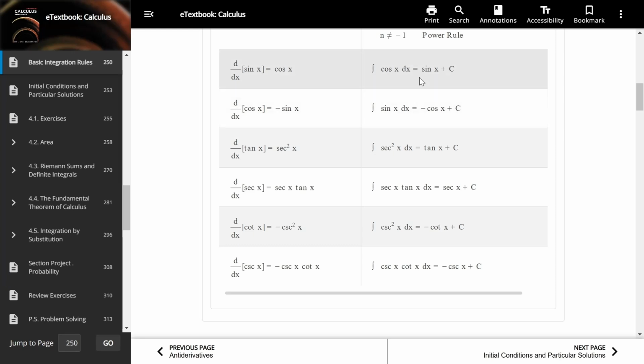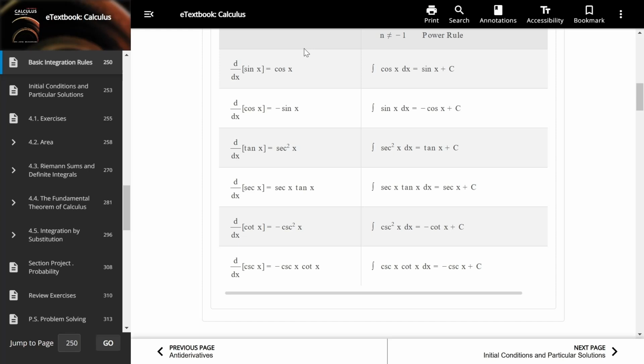A good way to remember that is, let's say you remember how to differentiate such functions, and then the result of that differentiation will usually be the one inside the integral. So you just need to remember what you did.